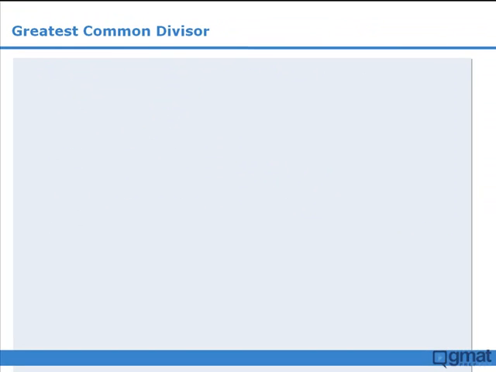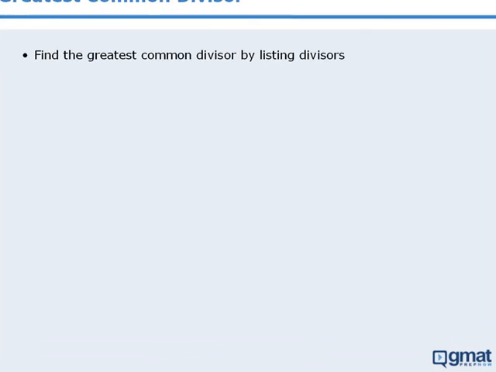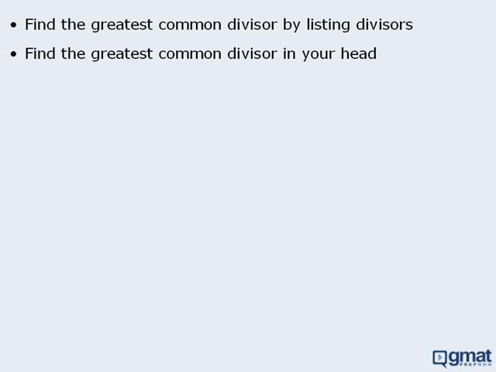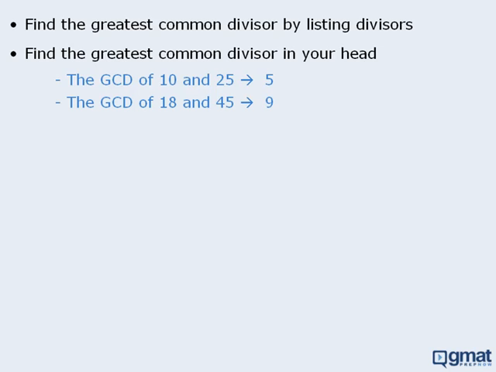Now if you want to become an expert on greatest common divisors, you must develop certain skills. First, you must be able to find greatest common divisors by listing divisors, as we did in the very first example. You should also be good at finding greatest common divisors in your head. For example, what is the greatest common divisor of 10 and 25? In other words, what is the largest divisor that 10 and 25 both have in common? It's 5. What about the greatest common divisor of 18 and 45? Did you get 9? How about 20 and 64? The greatest common divisor here is 4.